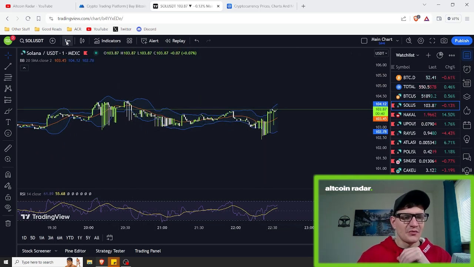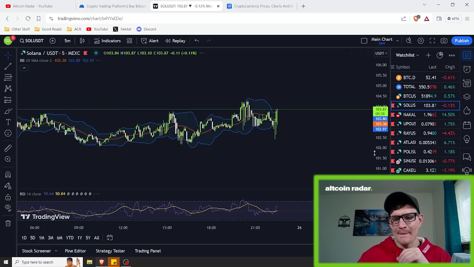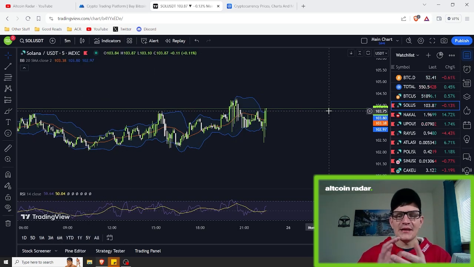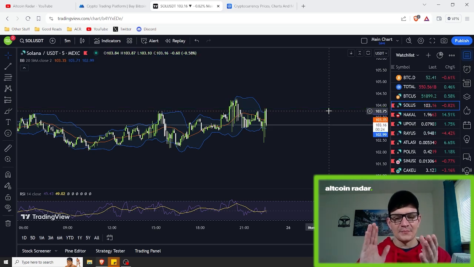So we'll go, actually, that's looking a little rough. We'll move to the 5-minute chart. Yeah, that looks much better. All right, so we'll move to the 5-minute chart. And as you guys can clearly see here, this is what you want to do, okay? You want to identify a potential volatility squeeze within the Bollinger Bands, okay?